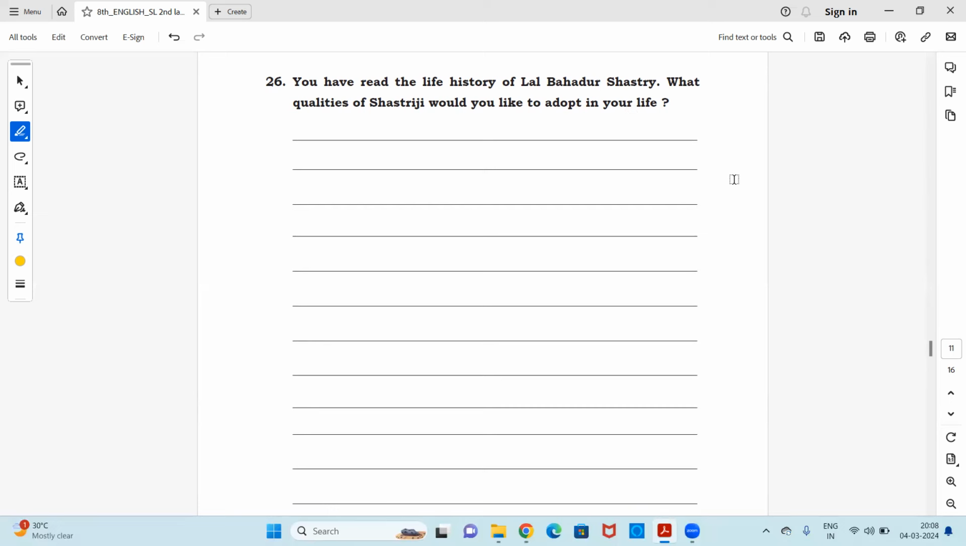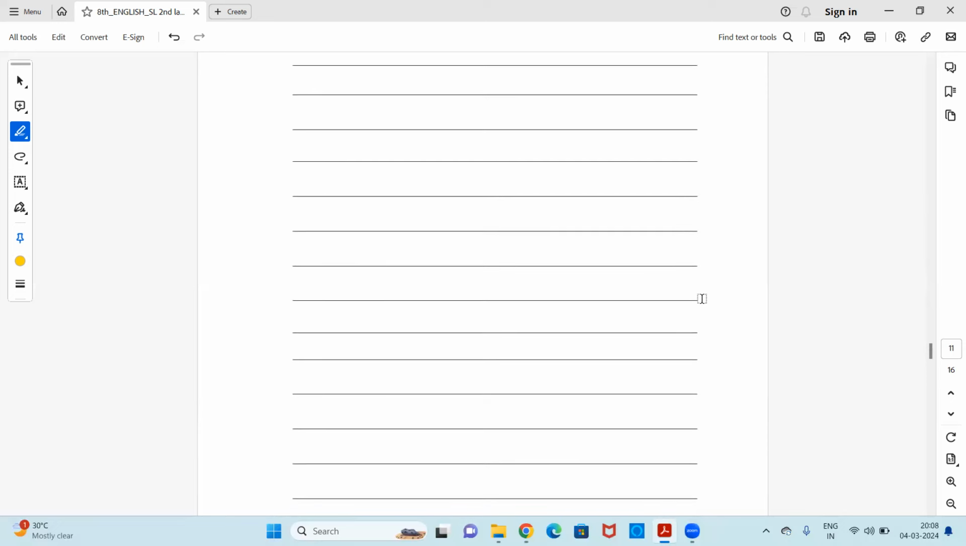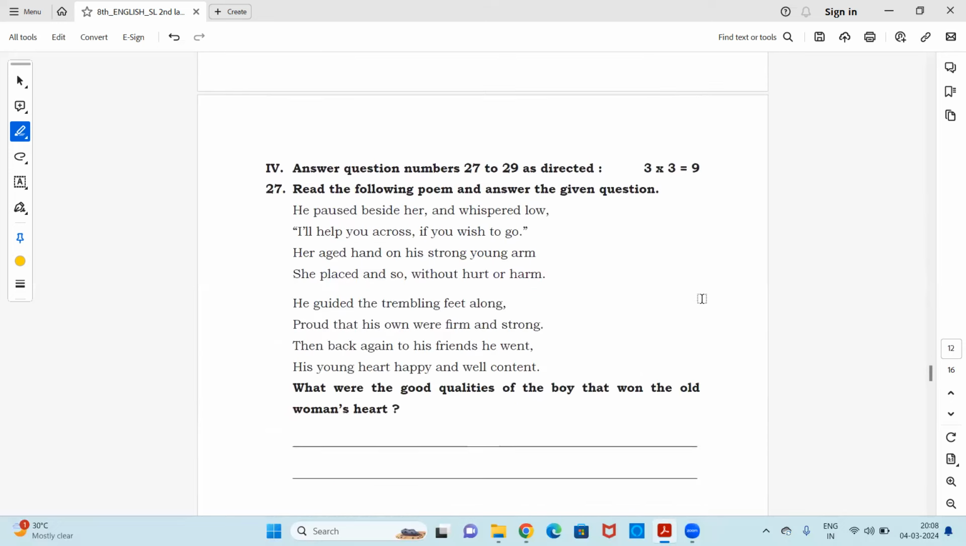So you have read the story, you have read the life history of Lal Bahadur Shastri. What are the qualities that you liked and you would like to adopt in your life? You need to write this in your own words. Okay. So moving to next question.